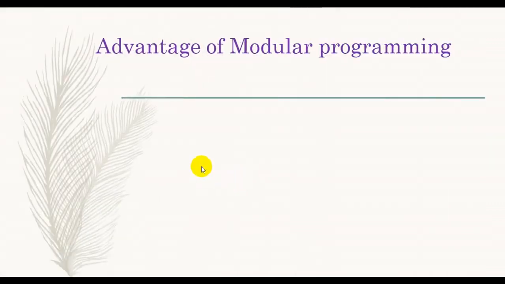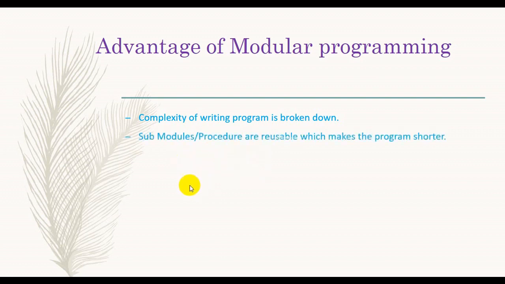So what are the advantages of modular programming? Modular programming reduces the complexity. That means when we do some work part by part, definitely it becomes easier. In the same way, modular programming makes the program easier to write. Submodules or procedures are reusable, so they can be called again and again, and the program becomes shorter. That means no need to write the definition block again and again.